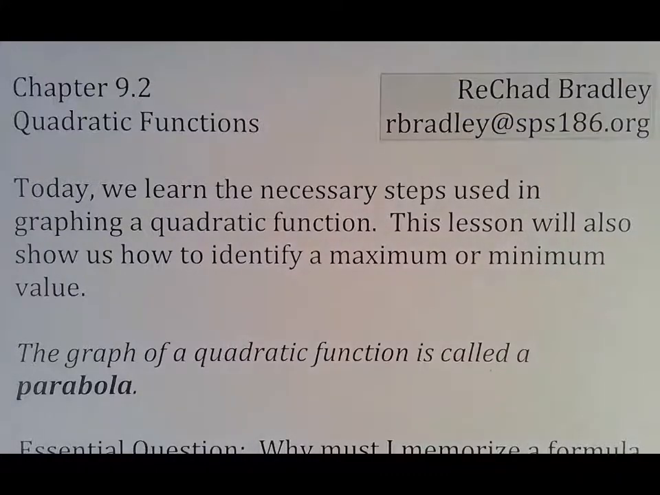All right, chapter 9.2, we're going to learn the necessary steps used in graphing a quadratic function. So yesterday we talked just about the general idea about how we use C as its y-intercept, how we can look at A and recognize how narrow or wide it's going to be. But it moves around a lot more than that, and today we're going to kind of use that to our advantage. But again, today is actually the graphing portion of the notes.